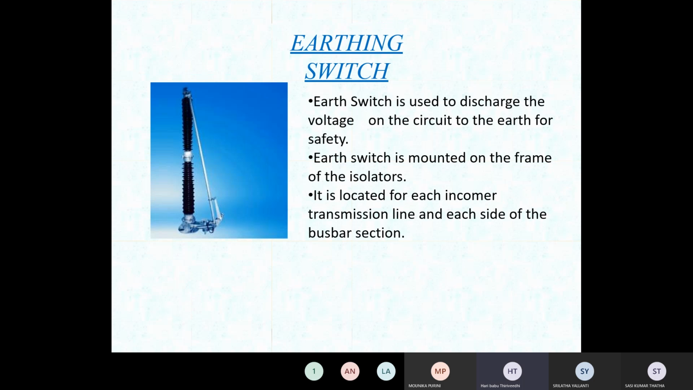Next, another one is the earthing switch. The earthing switch is used to discharge the voltage on the circuit to the earth for safety purposes. Suppose high voltage appears because of lighting strokes, that voltage is directly connected to the earth. So that high voltage is not passing through; it is discharged to the earth through the earth switch. The earth switch is connected on the frame of isolators. It is located at each corner.